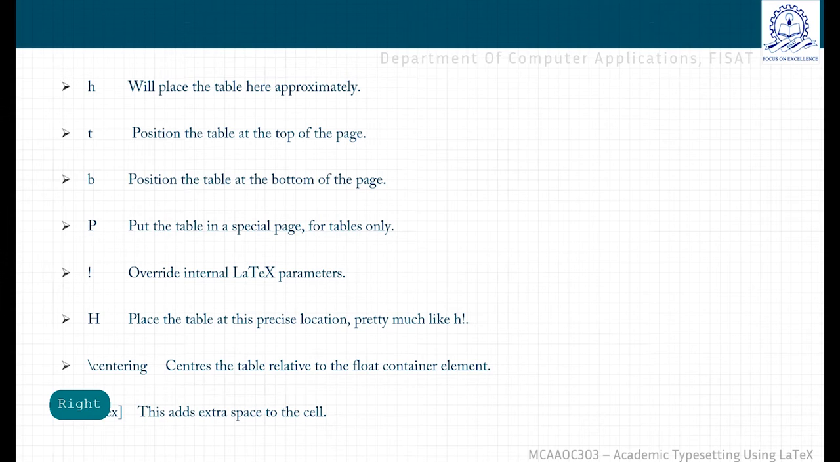h. It will place the table here approximately. Then if you are using t, it means position the table at the top of the page. And for b, we can use it to position the table at the bottom of the page. And if I am using capital letter P, it puts the table in a special page. It is available for table only, and all these options are available for figures also. And if I am using this symbol, it overrides the internal LaTeX parameter. Like that, you have capital H, centering, and slash. Here, this command adds an extra space to the cell.